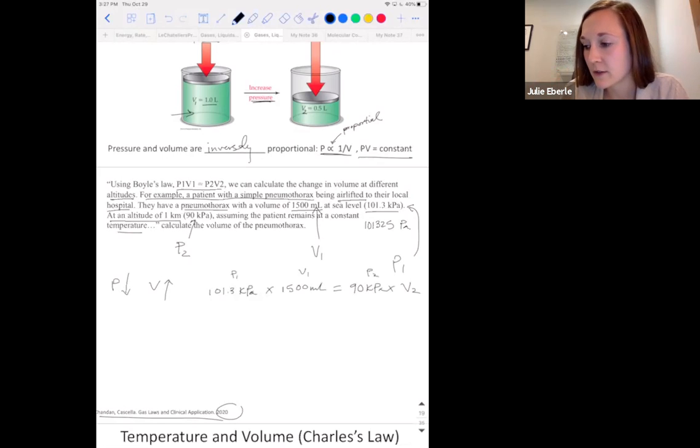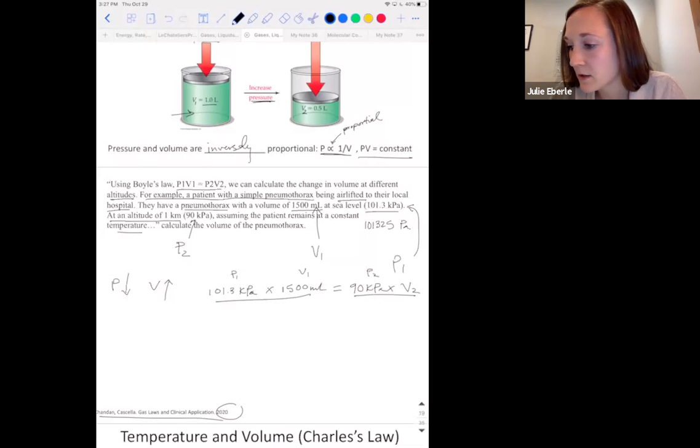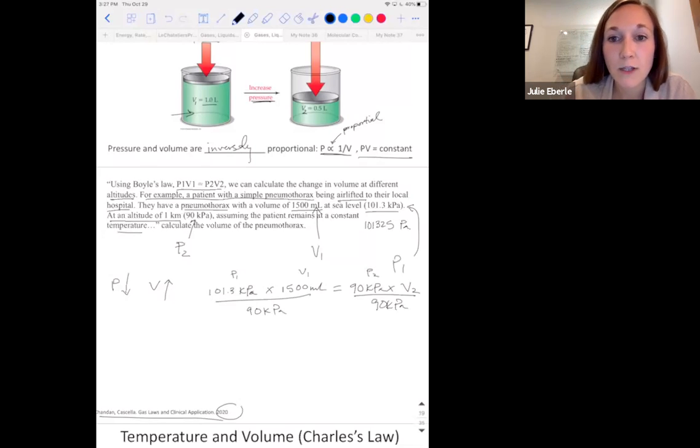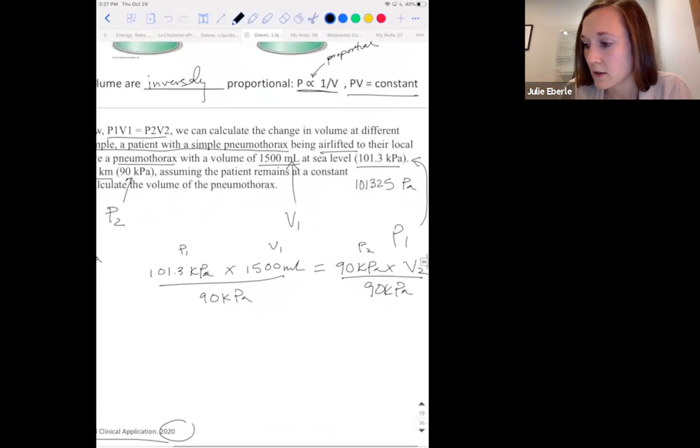So how do we solve for V2? We're going to divide both sides by the pressure on the second, divide both sides by P2. So divide by 90 kPa. Now, what's critical here is that your units of pressure are the same. If it had said P2 is X amount of ATM or X amount of millimeters of mercury, you would need to first convert that to kPa, so that it matches the unit on P1. But they were already in the same units for us, so we didn't have to do any extra conversions.